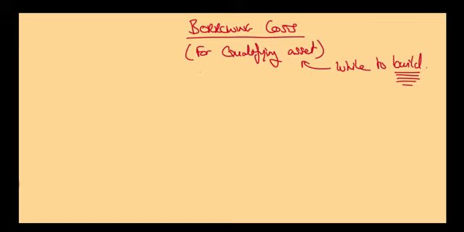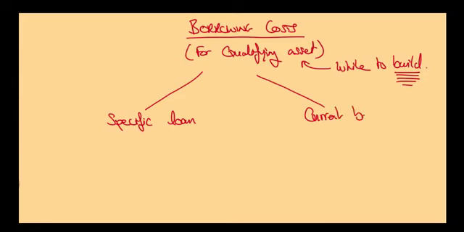So first of all, there's 2 things you need to be aware of. Okay, and that's that you could have a specific loan for the asset, or you could just use your current borrowings. And the thing that I want to make clear, if you're using a specific loan, use the interest rate. So if it would be a 10% 4,000 loan, then your interest would be based on the 10%.